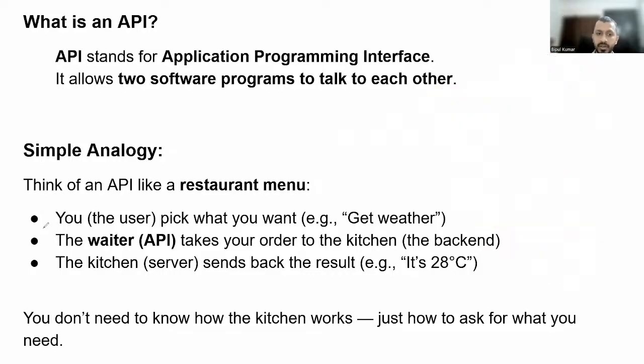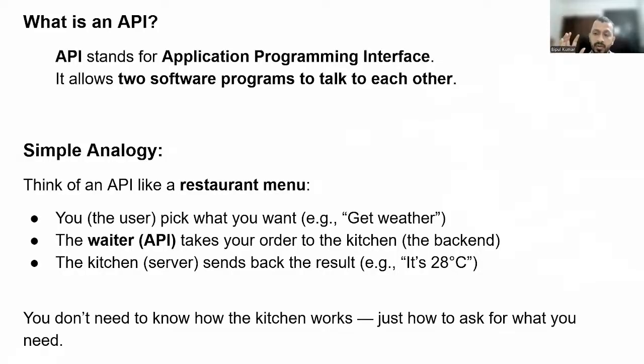There is a simple example. You can consider an API like this: suppose the user picks what they want, like get the weather, or consider a waiter API. There is a waiter who takes your order and goes to the kitchen, right? The kitchen sends you the result. You need not know how the kitchen works. So that is what the API part is. It just does the job for you, without you putting it into the software coding and everything. Just call the API, whatever software you are calling.